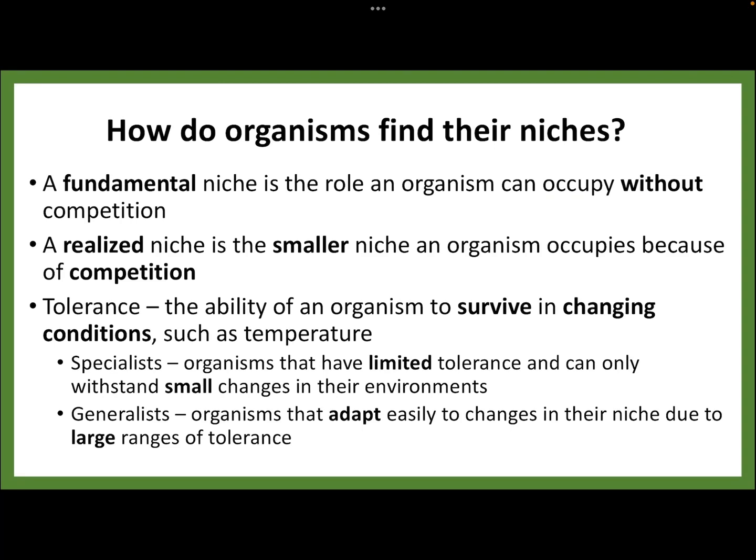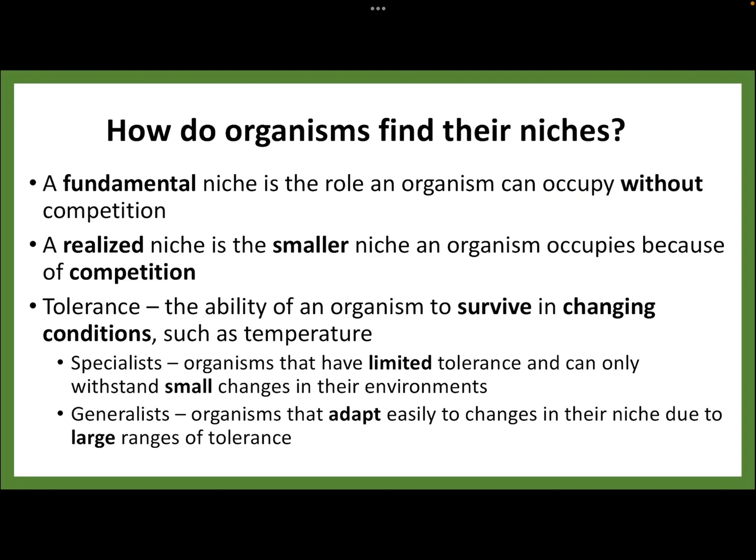Tolerance is the ability of an organism to survive in changing conditions, such as temperature. Certain organisms can only survive in certain types of habitats or environments. They have what is called a zone of tolerance or a range of tolerance where they can only survive in certain specific conditions. Specialists are organisms that have a limited tolerance to those changes in their environment. So maybe it is a fish that can only withstand certain pH changes in the water that they live in, or they can only withstand so much cold in the temperature change.